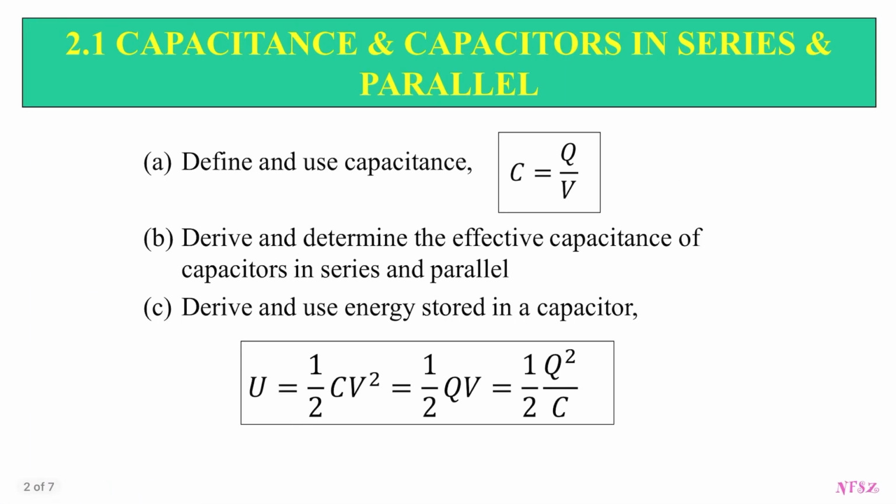So 2.1 capacitance and capacitor in series and parallel. So these are the learning outcomes. You can refer to these learning outcomes for every chapter at the front page. For every chapter, the questions are there.